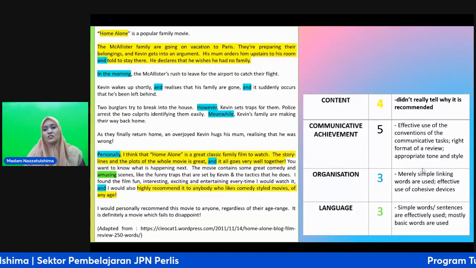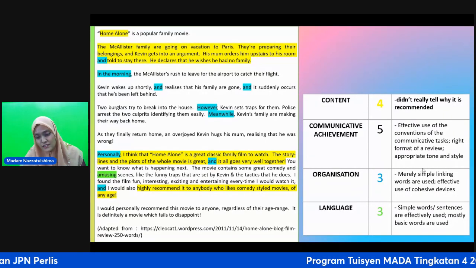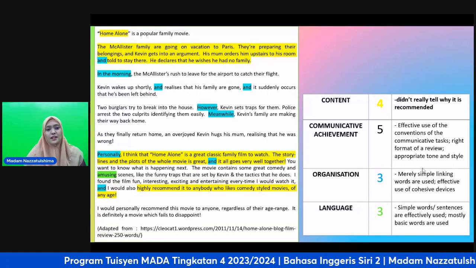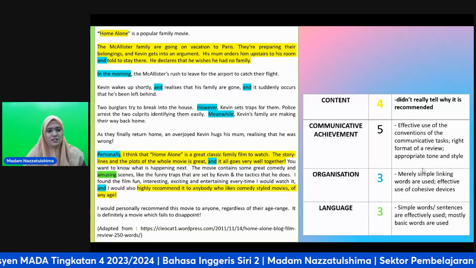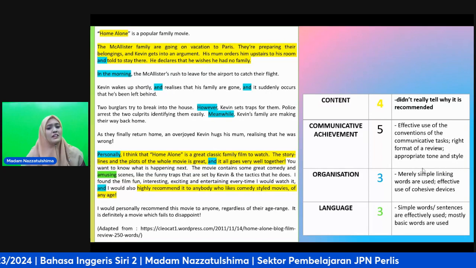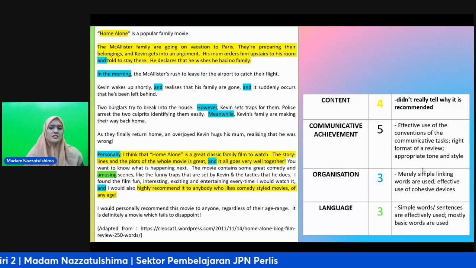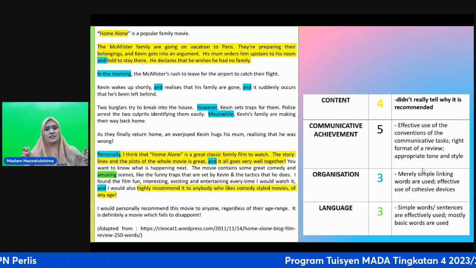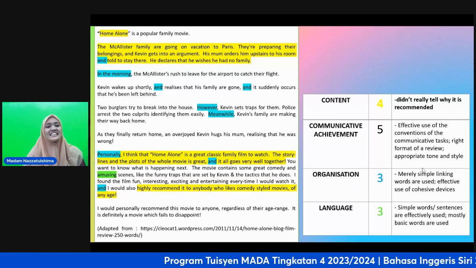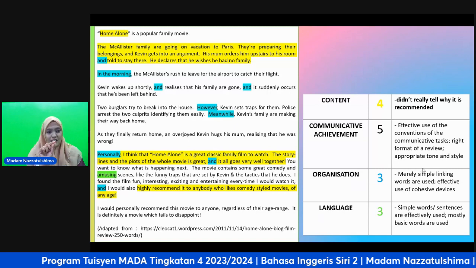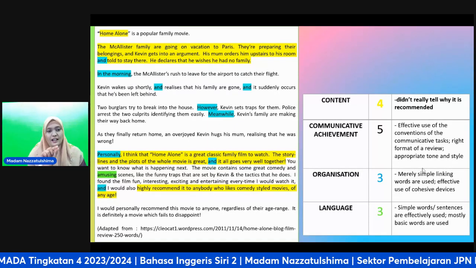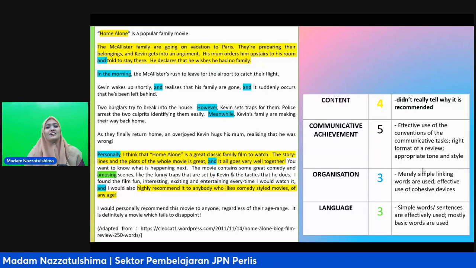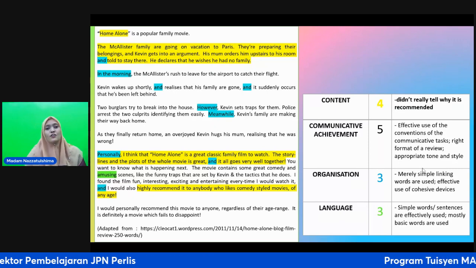Okay, so for the content, this fellow got 4. So the candidate didn't really tell why it is recommended. As you can see, the recommendation at the last paragraph: I would personally recommend this movie to anyone, regardless of their age range. It's definitely a movie which fails to disappoint. So basically, the recommendation here is too short. Okay, sikit saja dia bagi. Okay, tapi adalah, the second last paragraph, highly recommend it to anybody who likes comedy style movies of any age. Okay, adalah. Tapi sikit lah. So content, they are four.